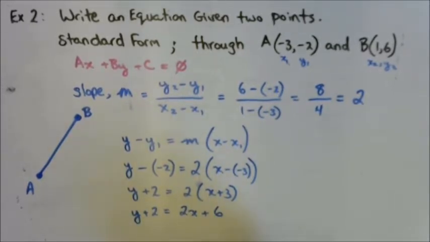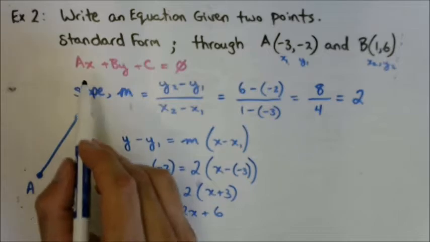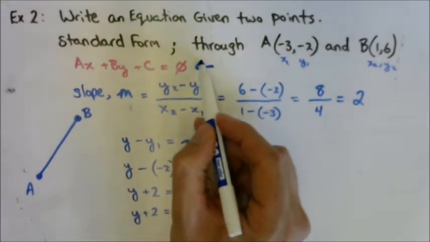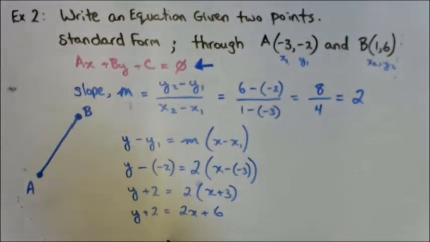And remember, we're going for standard form. So at this point in time, I'm going to start moving all of my values to the left side so that I end up with this right here with 0 on the right and my values on the left. So here we go. We're going to subtract 2x from both sides. That's negative 2x plus y plus 2 equals 6. And now I'll subtract 6 from both sides.